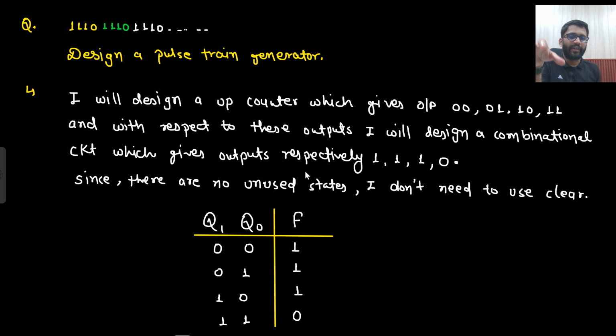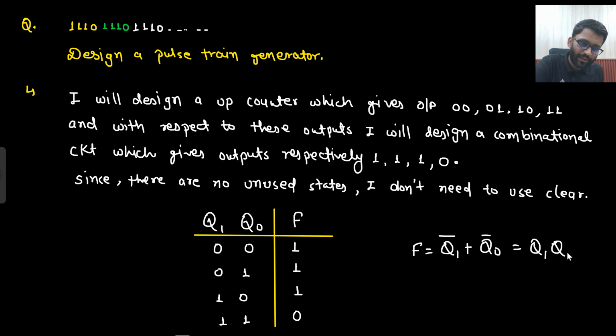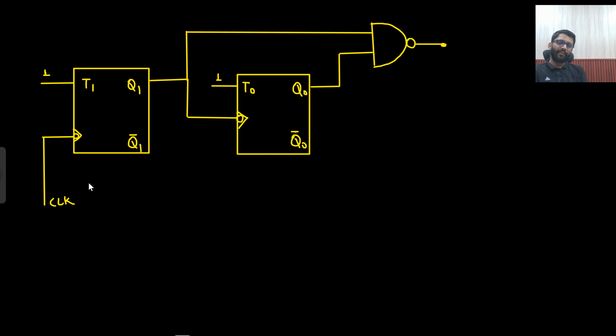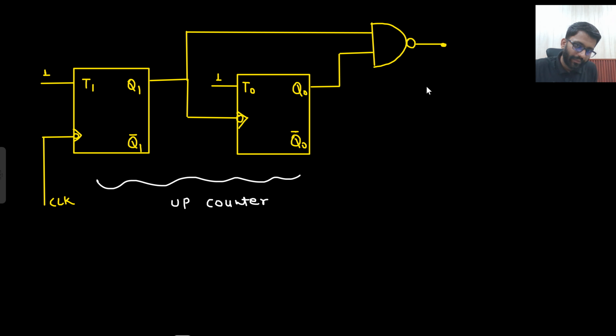So with respect to these outputs, I will design a combinational circuit which gives me outputs 1 1 1 0 respectively. So what will be my F? My F is simply Q1 bar plus Q0 bar, or you can say (Q1 Q0) bar. You can write the max terms, which is Q1 bar plus Q0 bar, so (Q1 Q0) bar. So simple. This is your up counter.